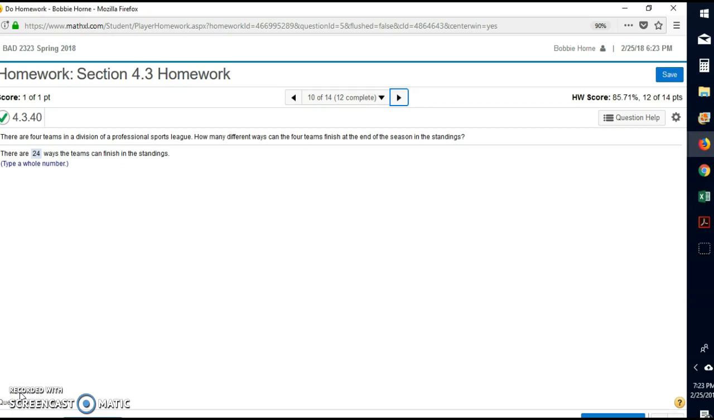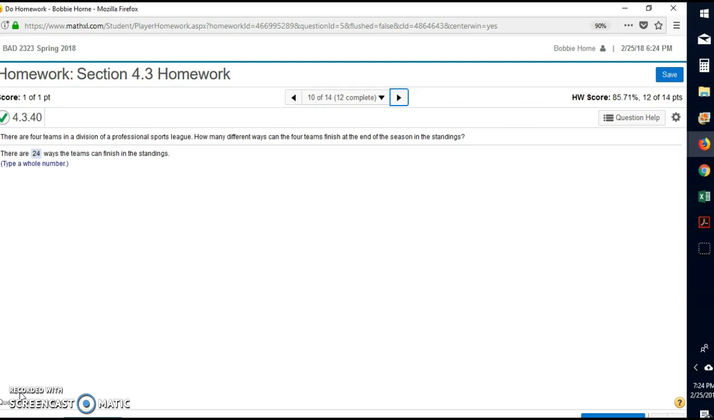There are 4 teams in a division of a professional sports league. How many different ways can the 4 teams finish at the end of the season in the standings? So, of course, the order does matter here. A team that finishes first is not the same as that same team finishing second. So the order does matter. It is a permutation. But we don't have a combination or anything like that, we just have the number 4.